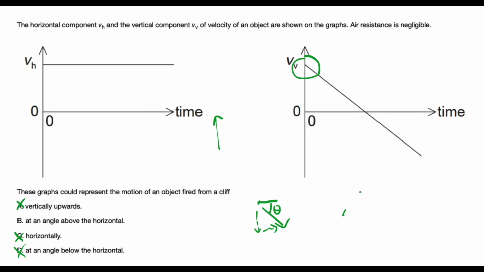At an angle above the horizontal, you have a non-zero, positive initial vertical velocity, and the velocity decreases at a constant rate because of gravitational acceleration. So this is correct, and it also has a constant and non-zero horizontal velocity, so B is correct.